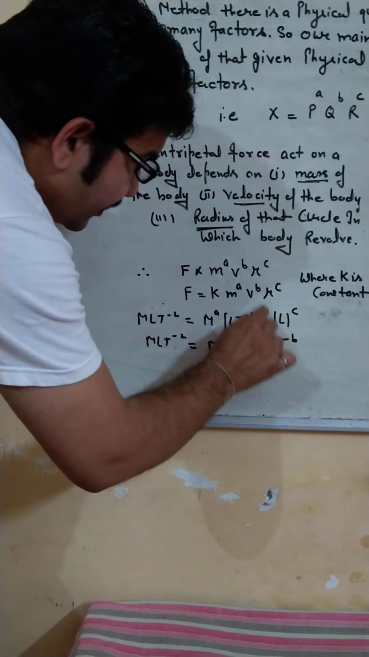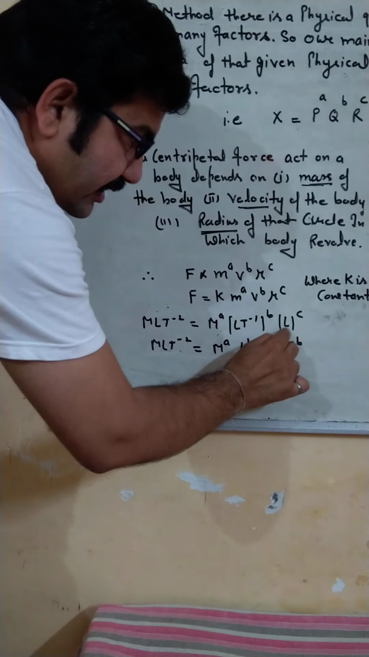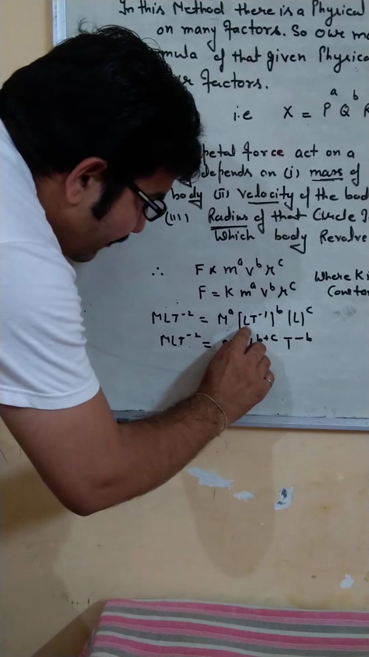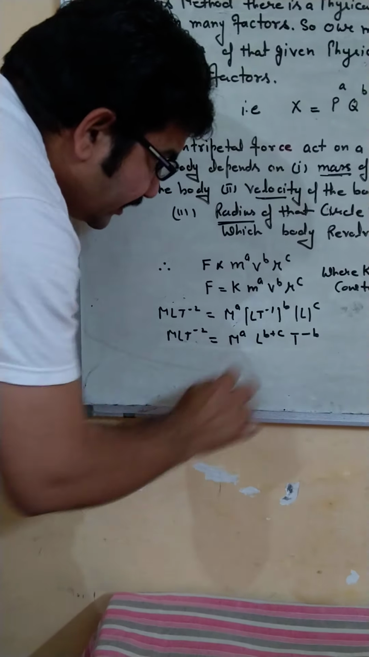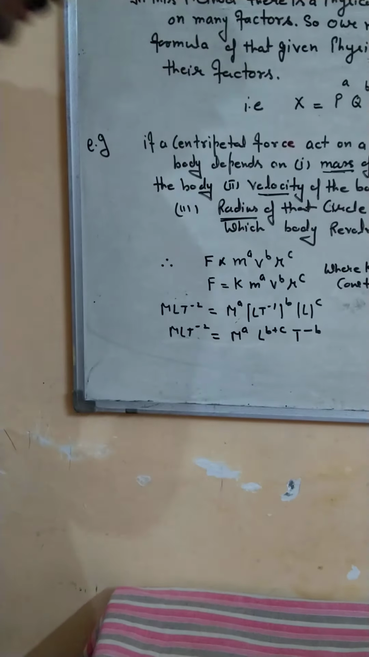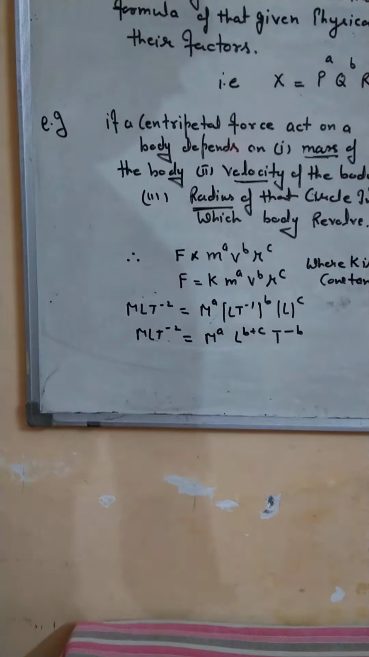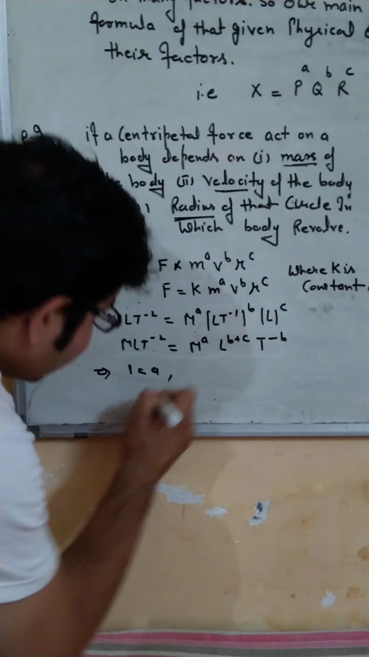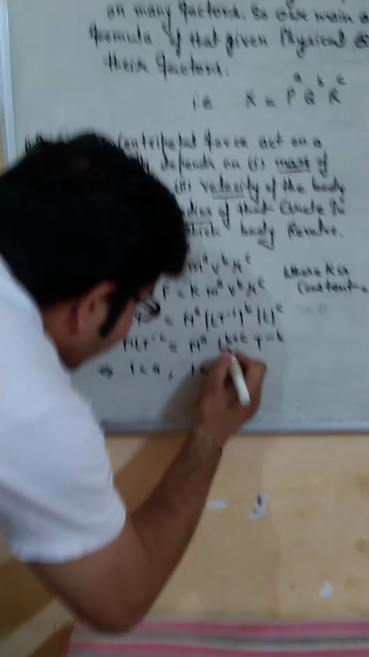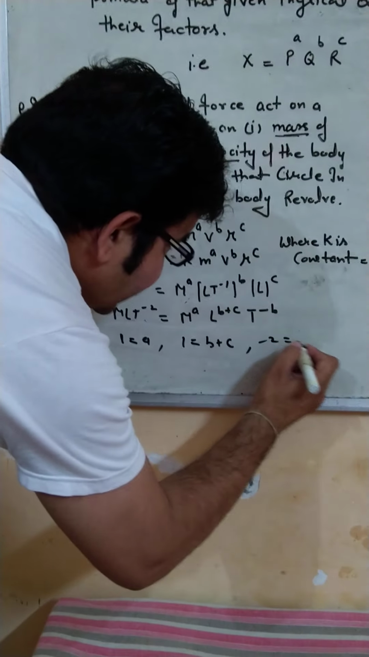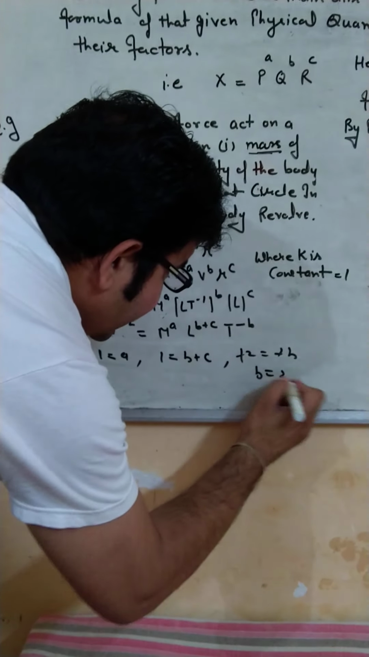Now the dimension of force is MLT to the power minus 2, mass is M to the power a, velocity is LT to the power minus 1, to the power b, and radius is a distance measured by L to the power c. Now after arranging the powers, M to the power a, L to the power b and L to the power c, the base is the same, so the powers get combined: L to the power b plus c, T to the power minus b. Now we have to compare the powers of M, L, T on both sides. So M here is 1 but here a, L here is 1 but here b plus c, and third, T has power minus 2 and here minus b, that means b is 2.